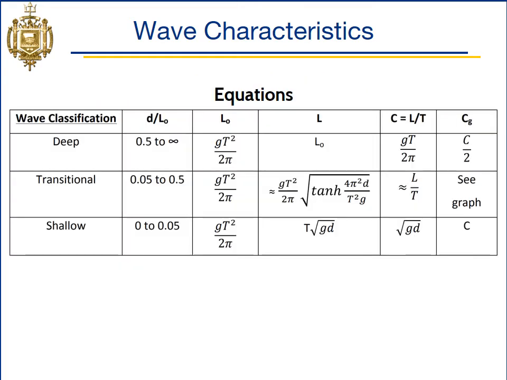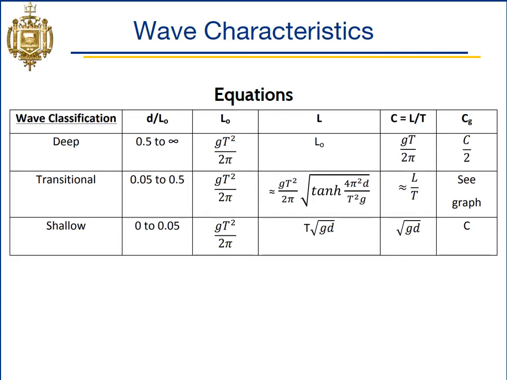Okay, so this table summarizes some of these key equations. So again, here's our criteria for deep, intermediate, and shallow water waves in terms of d over L0, the deep water wavelength. So anything greater than 1/2 is deep, between 1/2 and 0.05 is intermediate, and less than 0.05 is shallow.